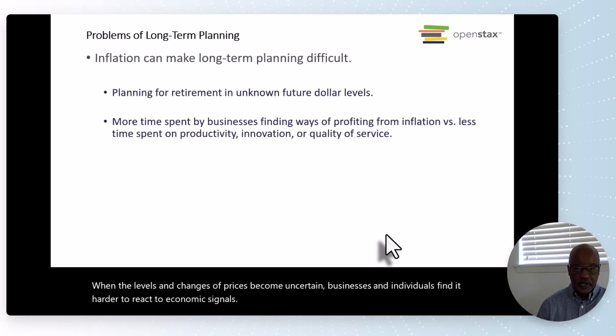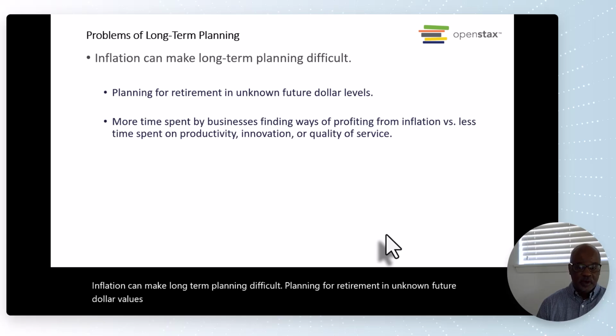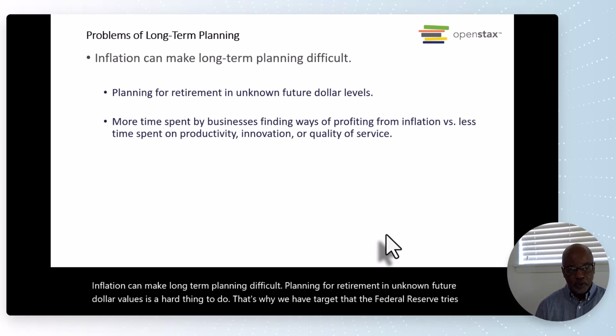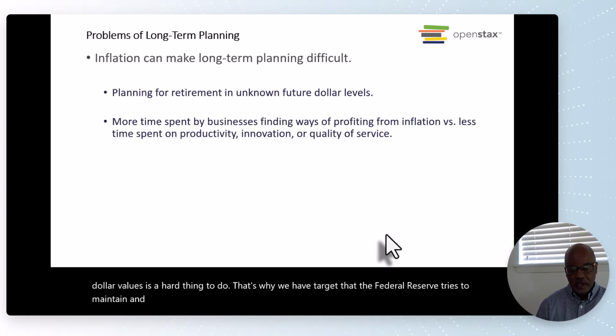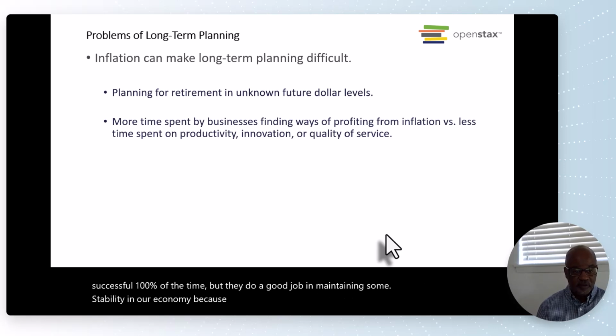Inflation can make long-term planning difficult. Planning for retirement in unknown future dollar values is a hard thing to do. That's why we have a target that the Federal Reserve tries to maintain, and it moves its monetary policy in order to try and keep us there. Not always successful 100% of the time, but they do a good job in maintaining some price stability in our economy because it's so critical to all of us, both individuals and businesses.